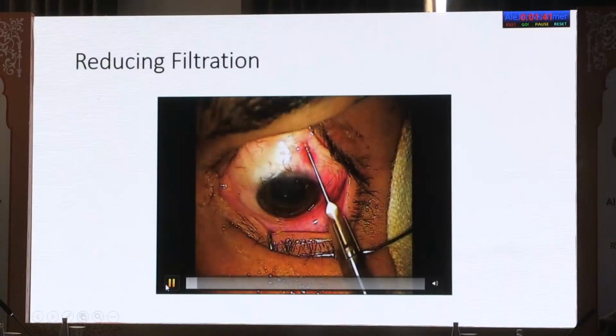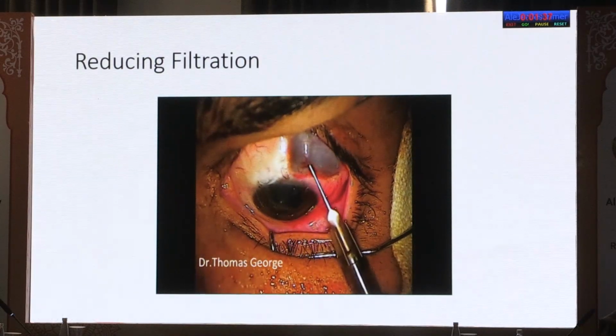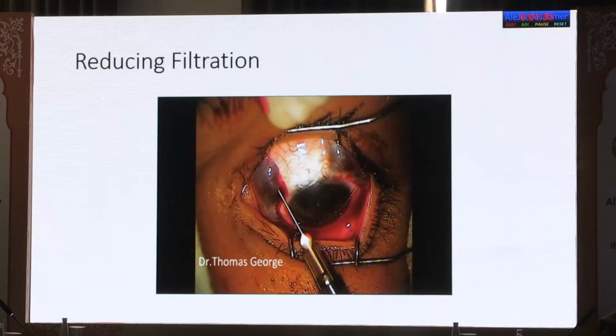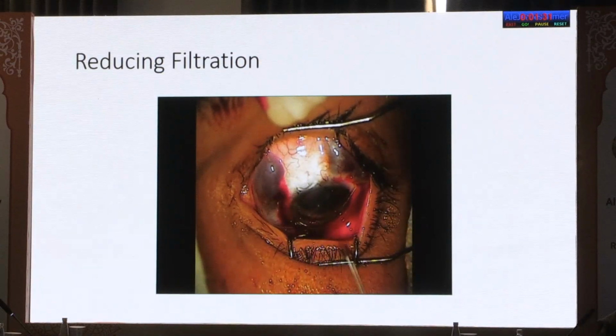So this is autologous blood being injected, and again limiting the site is injected on both the sides of the bleb so that scarring happens on the side. The same thing happens, not injected directly into the bleb.